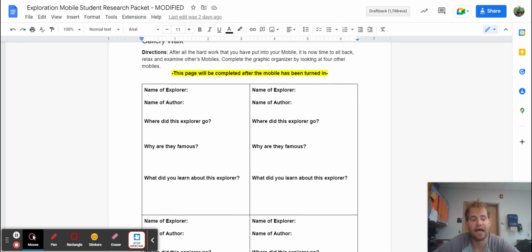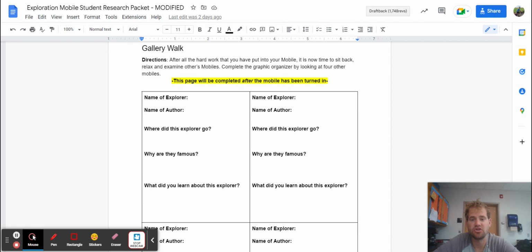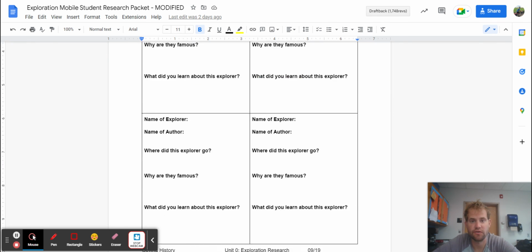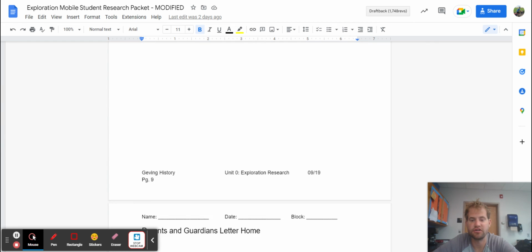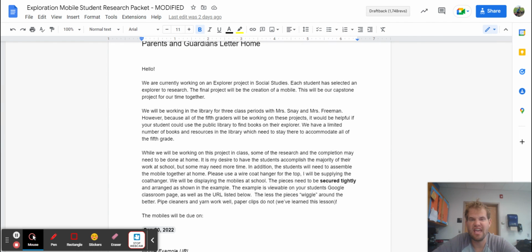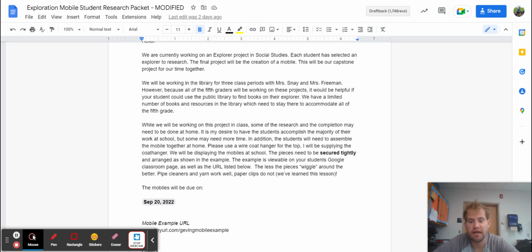Then we get to the gallery walk, and the gallery walk is only done after we're done with our project. We're going to use this by looking around at what our friends have made, and we'll do this together the day that the projects are due. Nothing for us to work on until the projects have been turned in. And it ends with a letter home explaining how to do the project. That's our walkthrough of our Explorer and Adventurer student packet.